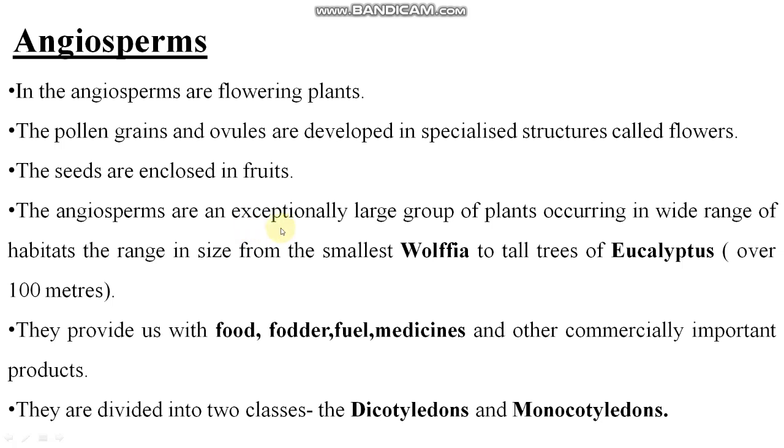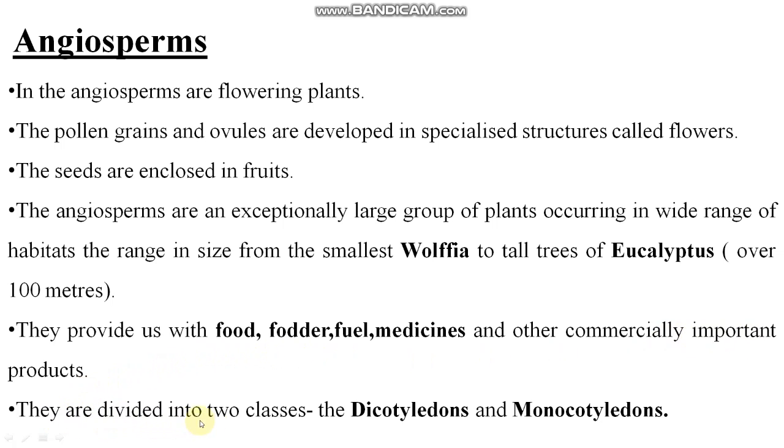The angiosperms are an exceptionally large group of plants occurring in a wide range of habitats. They range in size from the smallest Wolffia to the tallest eucalyptus, right? So in angiosperms there is a range of plants in size and shape, and they provide us with food, fodder, fuel, medicines, and other commercially important products.